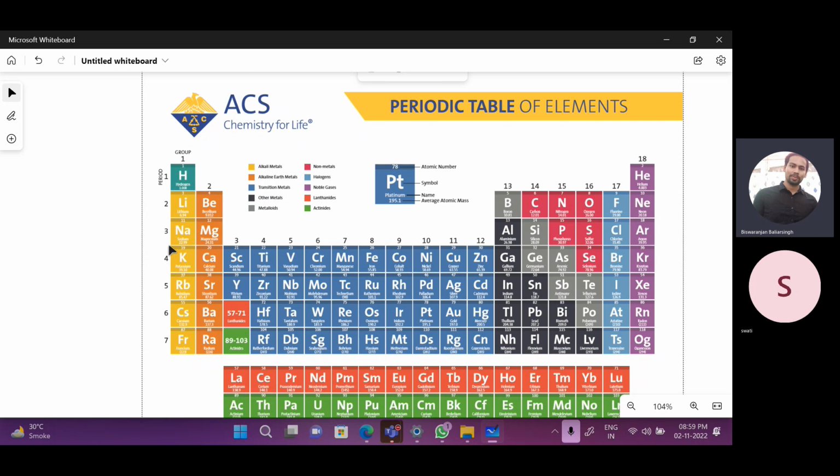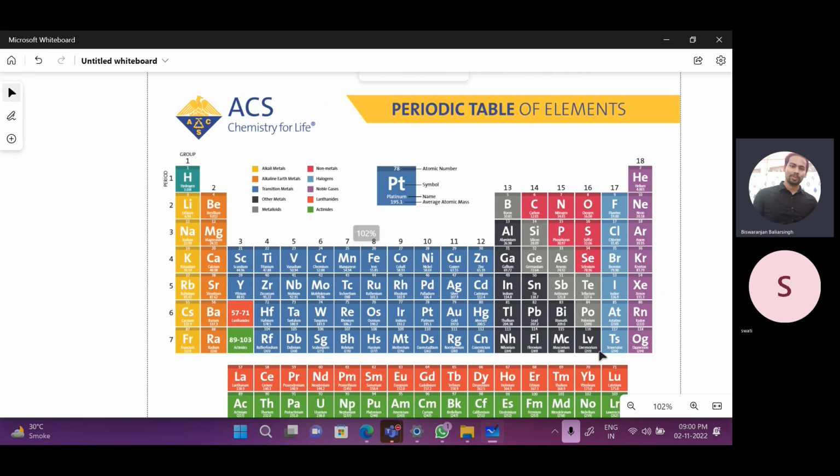How many periods are there? You can see there are 7 periods, and there are 18 groups. These two series I have not counted in the periods and groups: the lanthanide series, from lanthanum to lutetium, situated at 57 to 71, and the actinide series, actinium to lawrencium, situated here. The lanthanide series is present in period 6, and the actinide series is present in period 7.